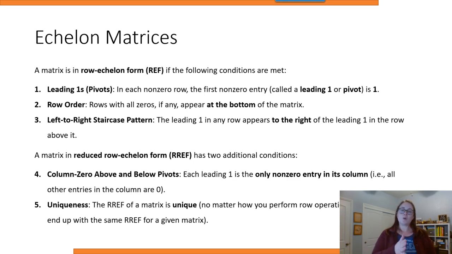So above and below that leading one should be all zeros in a reduced row echelon matrix. And we also have this idea that the reduced row echelon form of a matrix is unique. This isn't something we can really check, but it is a property of a reduced row echelon matrix, which we'll kind of revisit at the end of this video.